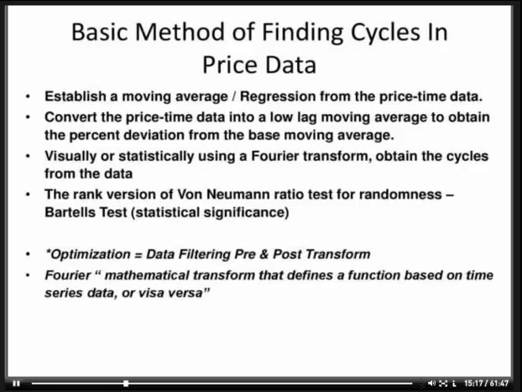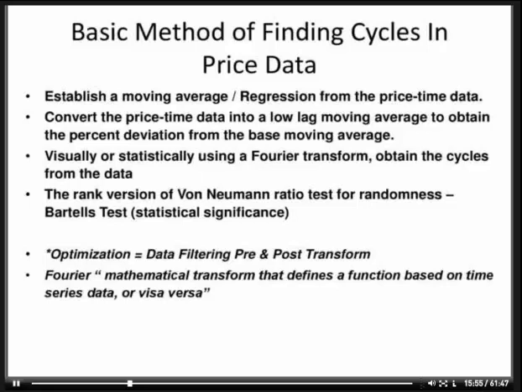It then converts the price-time data into some type of low-lag moving average. This basically filters out the noise, gets rid of the unnecessary data, to obtain the percent deviation from the base moving average that we established before. Then, statistically, using a Fourier transform, which is just a mathematical function, we obtain the cycles in the data. This is where we actually extract the different wavelengths or the periods involved in the cycles that we're looking for in the price data.